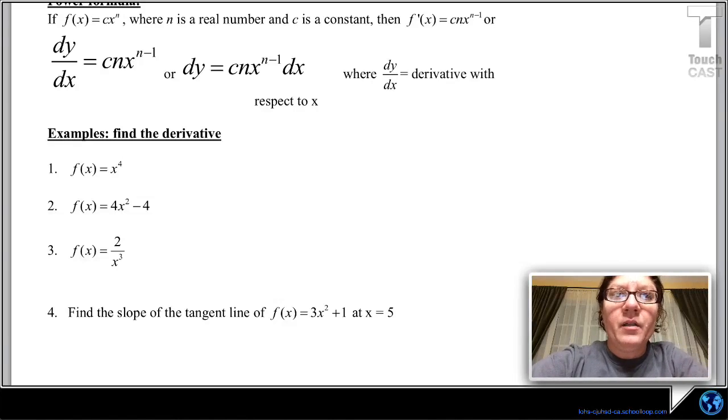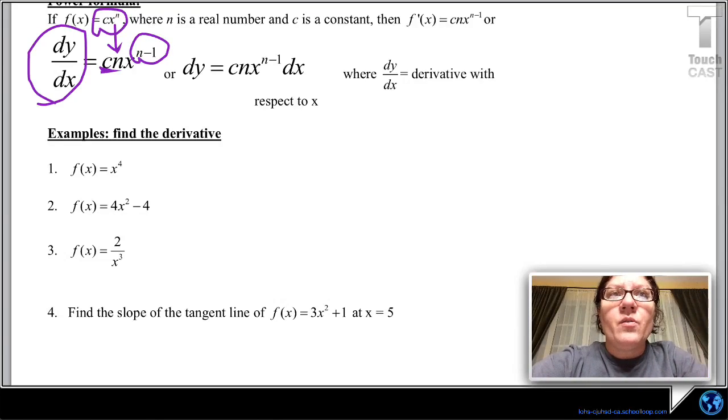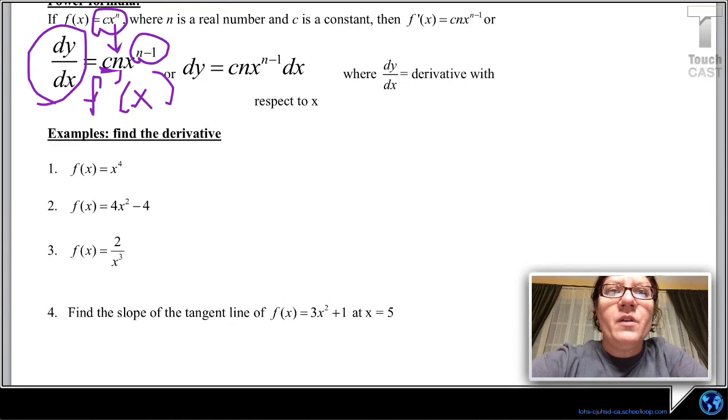Okay, so I'm back, and of course here's your power formula that tells you that you're going to multiply that power in front with whatever coefficient's already there, and notice then I've decreased the power by 1. Sometimes we refer to it as dy dx, or sometimes we refer to it as f prime of x. Okay, so if we do these, you should be able to do them super fast in your head.